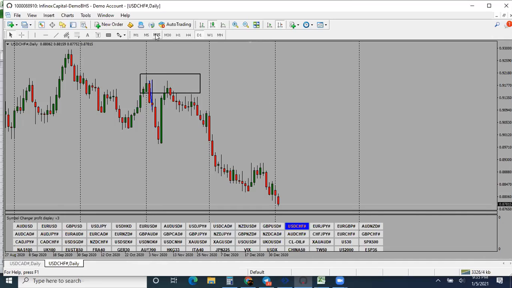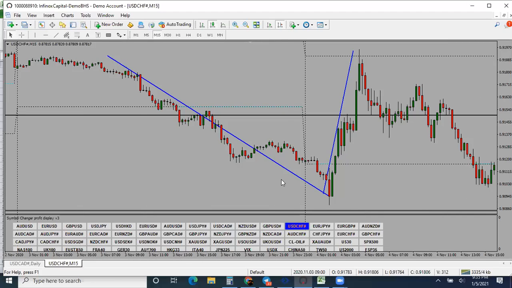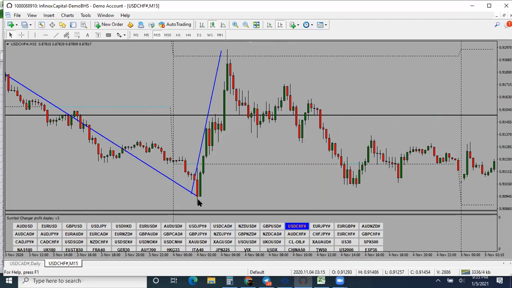We'll go back to 15 minutes. 15 minutes, right? So the 3rd, the order block was created. On the 4th, price traded back into the order block created on the 3rd. You mark your order blocks on the bigger time frame.